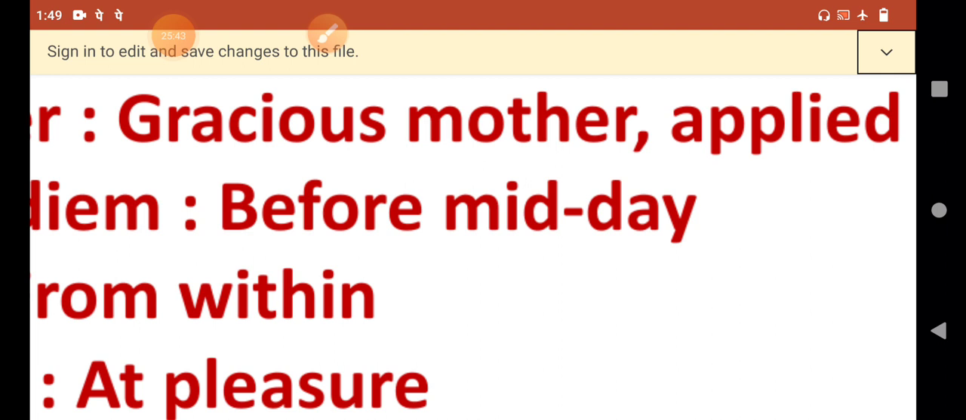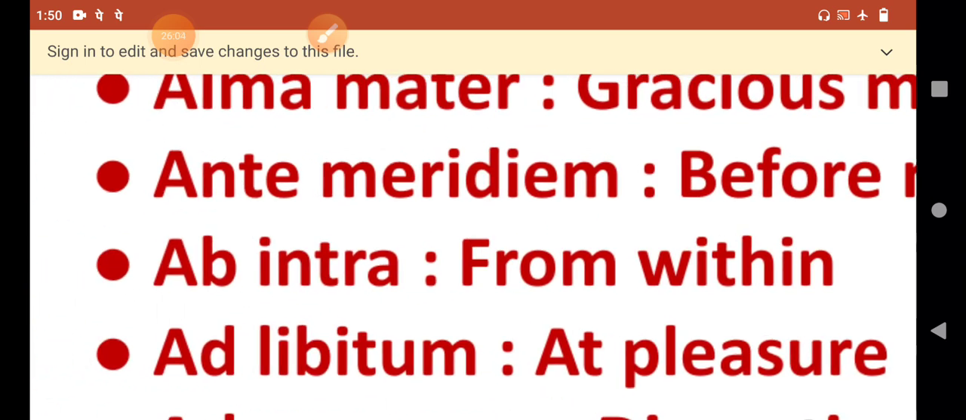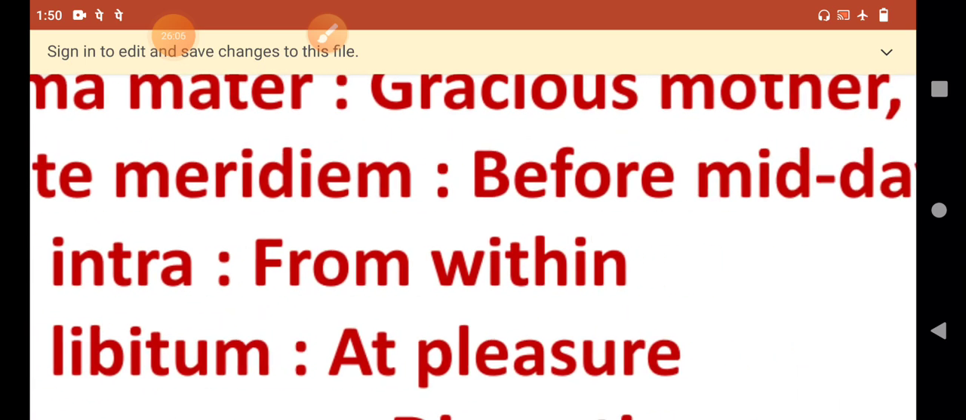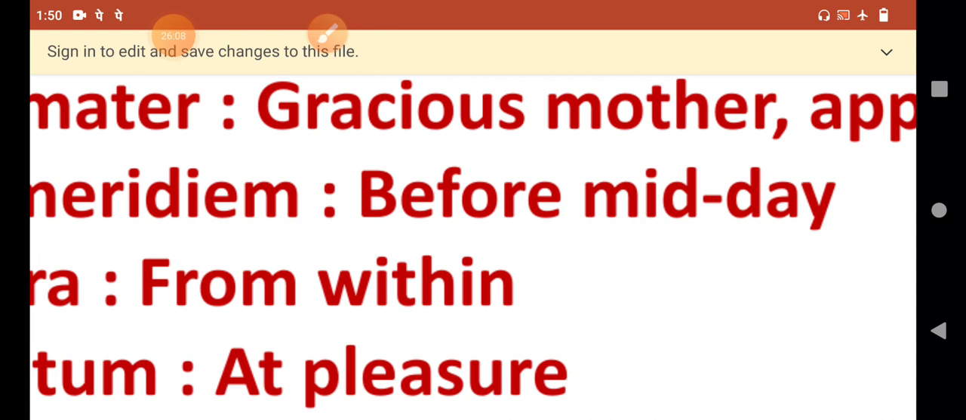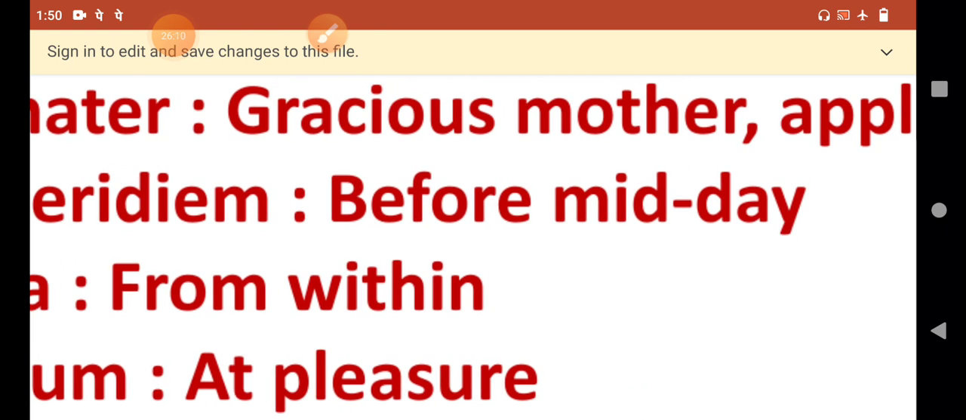Antimeridian, normally abbreviated. This means before midday, being before noon, the period from midnight until noon. From midnight until noon, it is called AM or antimeridian. And all the students are directed to attend the assembly at 9 a.m. in the morning.